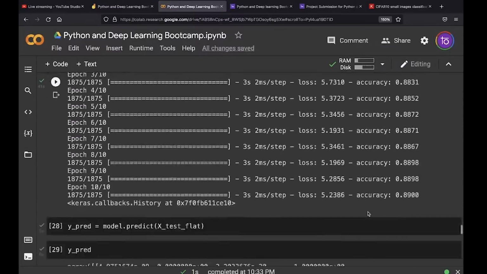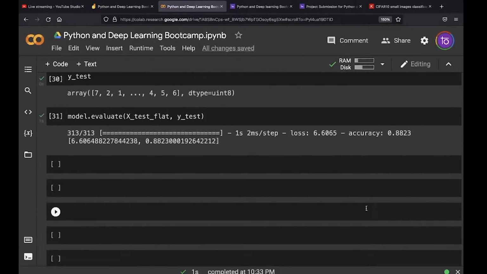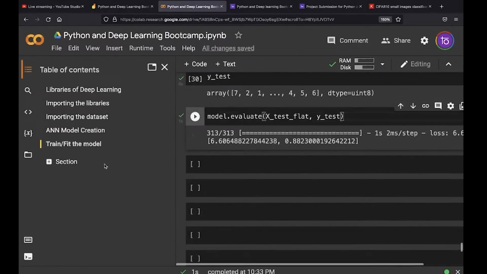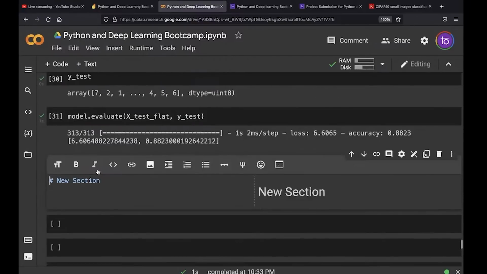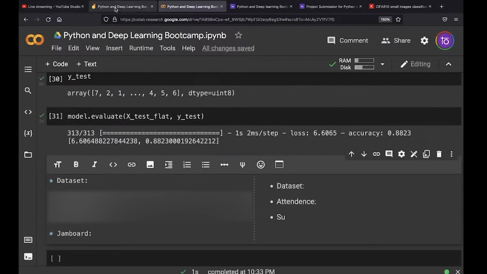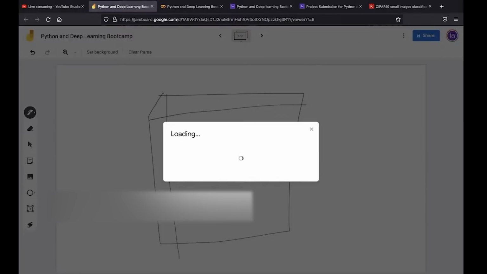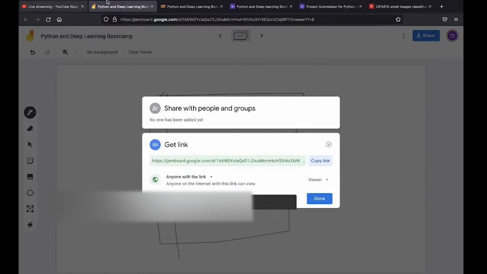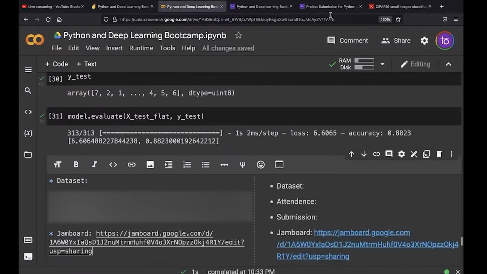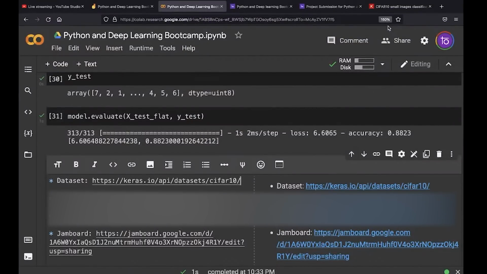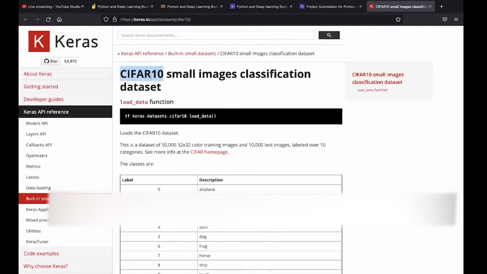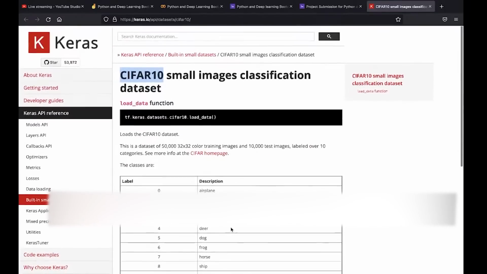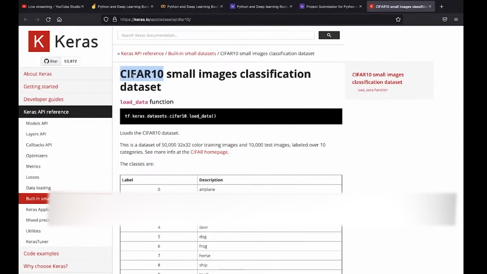Let's come to the project part that you need to do and submit in order to get the certification. Let me provide the Jamboard link first. Perfect. So the Jamboard link is here, and this is your dataset link. We have used MNIST from Keras. I want you to use CIFAR-10, and please don't try to copy from here. It should be unique. It should be genuine. Use CIFAR-10.